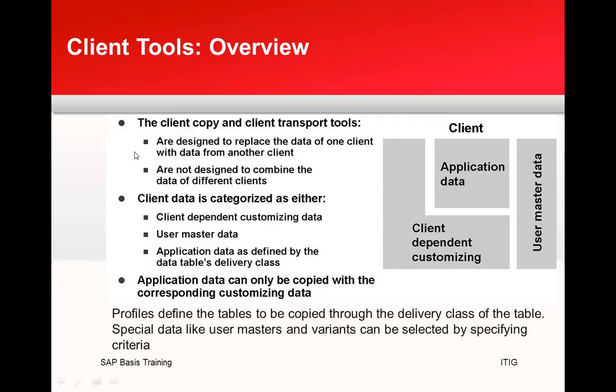Now, in case you want to build a new client, say for example, this is the out of the box client which is 000. You want to create a new client, say client 200 or client 500, whatever client you name. So you need to copy this. You need to make sure that you have some user master. You want to create a copy. You need application data. You need client dependent customizing. So you have an option to copy this as a base, and from there you can start building it up. That is one example of client copy.